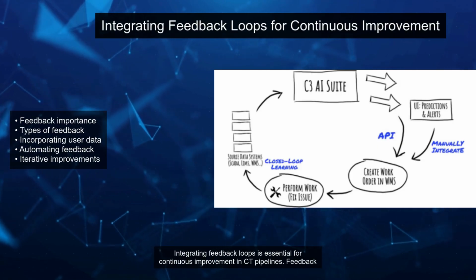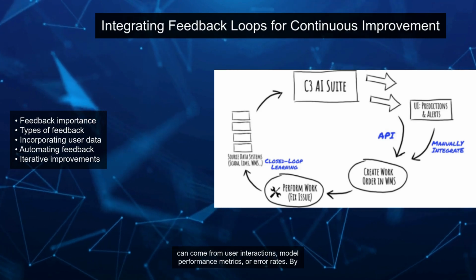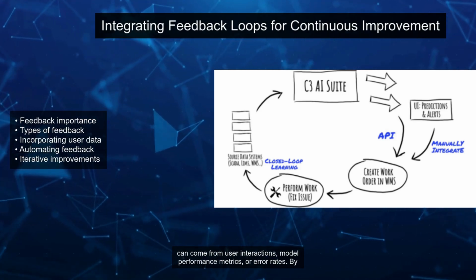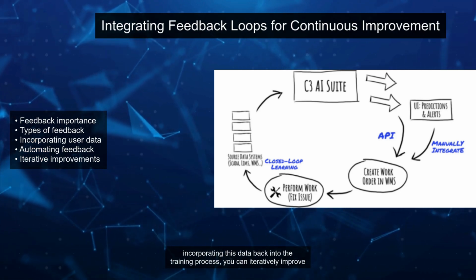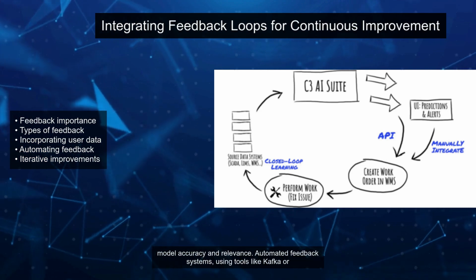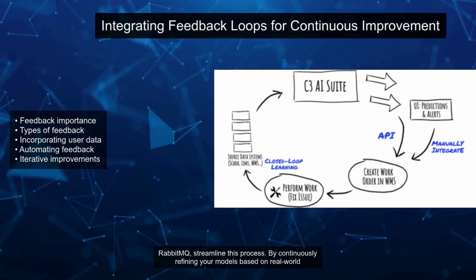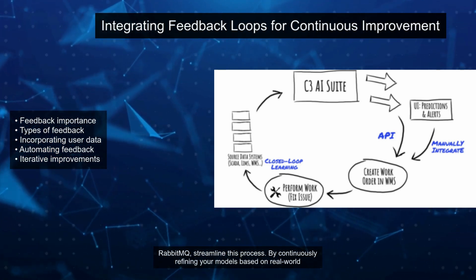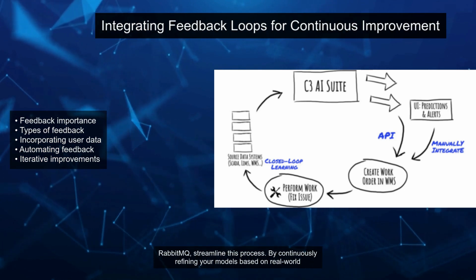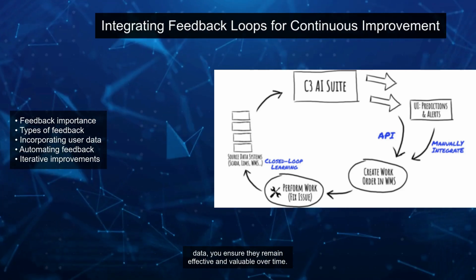Integrating feedback loops is essential for continuous improvement in CT pipelines. Feedback can come from user interactions, model performance metrics, or error rates. By incorporating this data back into the training process, you can iteratively improve model accuracy and relevance. Automated feedback systems, using tools like Kafka or RabbitMQ, streamline this process. By continuously refining your models based on real-world data, you ensure they remain effective and valuable over time.